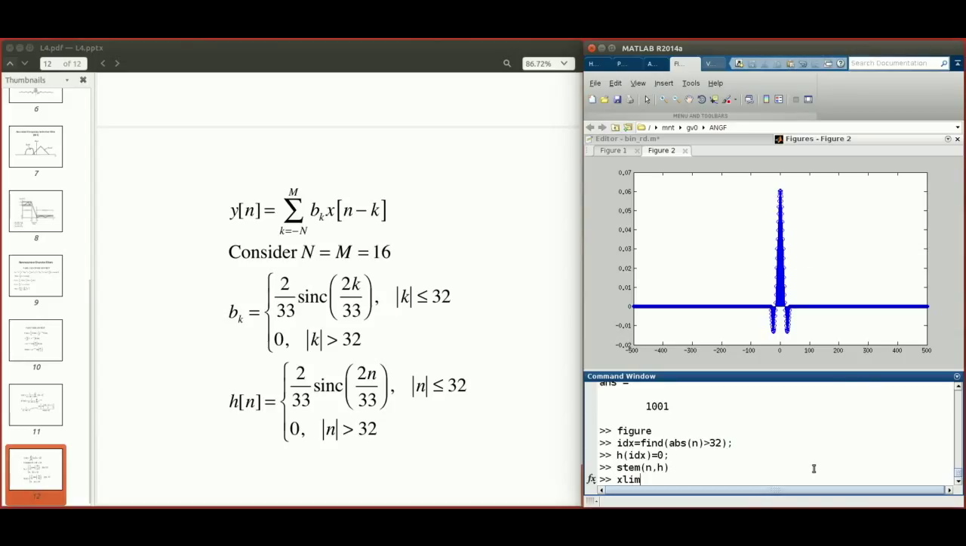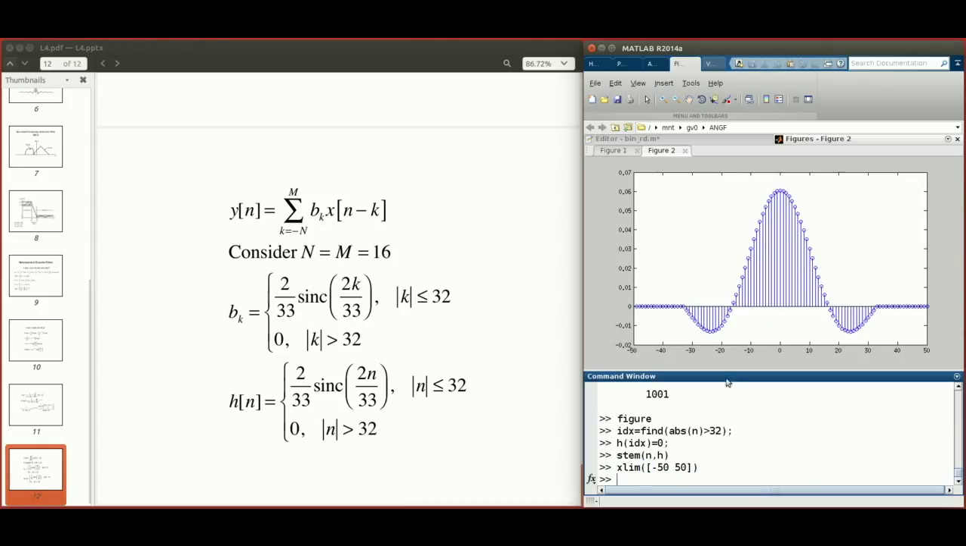If I want to zoom in, it's going to look like that. So basically, if you apply this particular filter on an impulse as the input signal, then that's going to be the output. That's called an impulse response. If you use an impulse as input to this filter, the output is going to look like that. But now let's compute the Fourier transform of this impulse response.